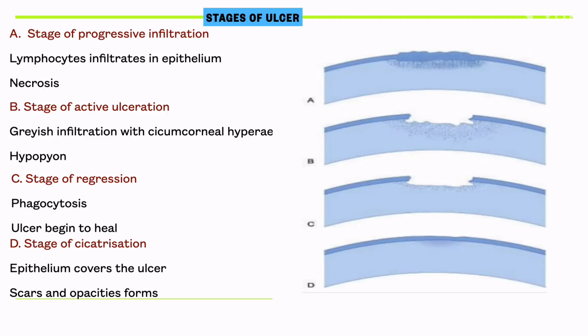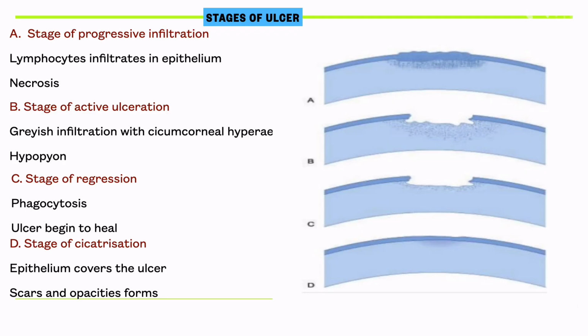The next is stage B, which is a stage of active ulceration. Necrosis involving the epithelium may extend through Bowman's membrane into the stroma. Clinically, this is associated with grayish infiltration, circumcorneal hyperemia, and sometimes anterior chamber reaction or hypopyon. The ulcer may continue to enlarge or deepen.